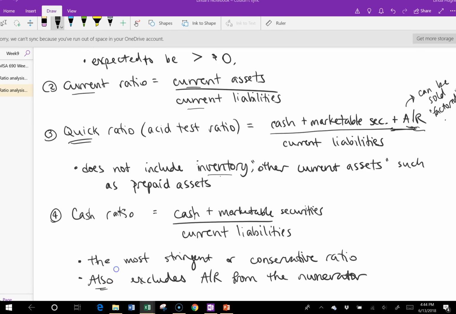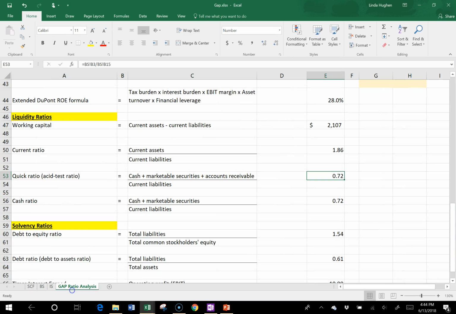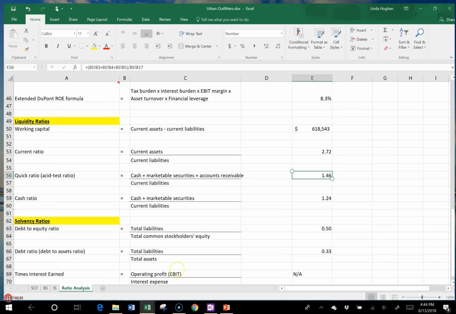So let's look at the measure for Gap. My ratio analysis here, my cash ratio. Well, Gap, remember, has no marketable securities, and they didn't report any accounts receivable. So we're not going to learn a whole lot by looking at Gap's quick ratio versus cash ratio. It's the same. So let's go to Urban Outfitters.